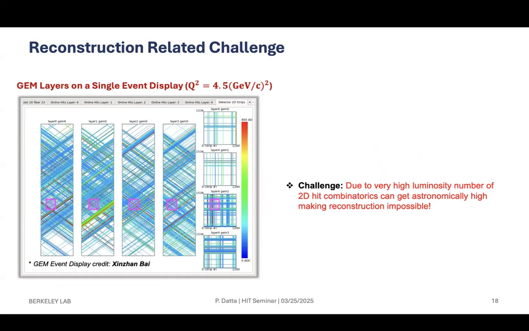So here is a single event display showing all 5 GEM layers that were in the BigBite spectrometer. And this is for Q-squared equals 4.5 GeV squared, one of the low Q-squared points that we took data on.